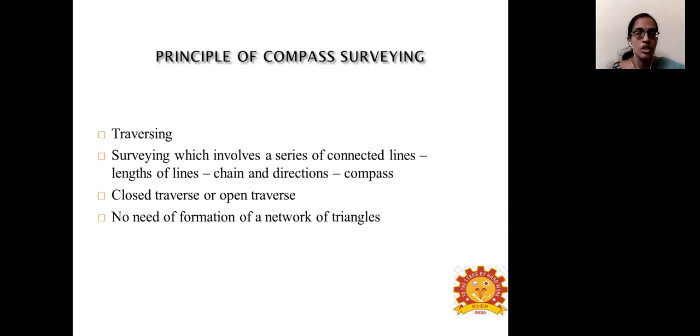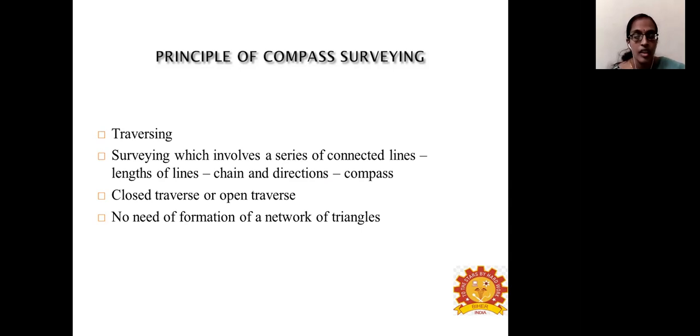In the case of a closed traverse, the series of lines is connected and it won't be open. In the case of an open traverse, the starting point and the end point, after the completion of this process, won't be connected. And these surveying lines, the connector lines, are measured by using chains.